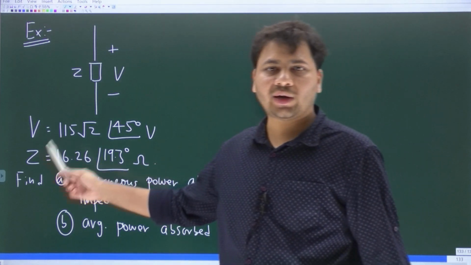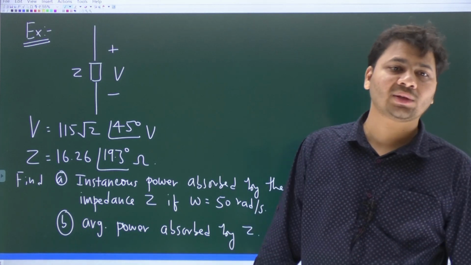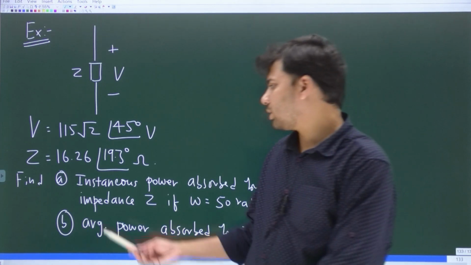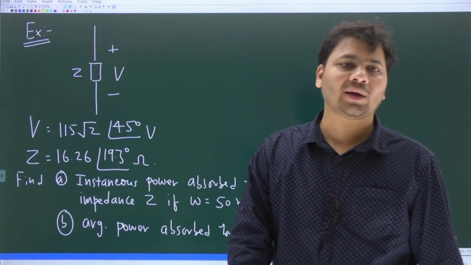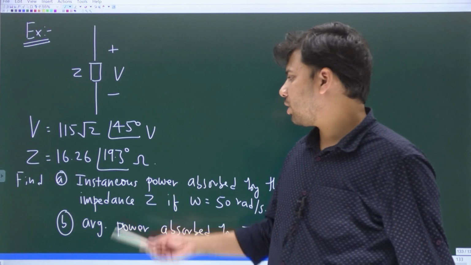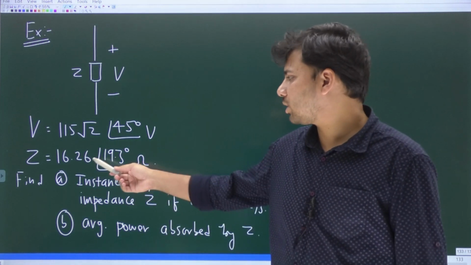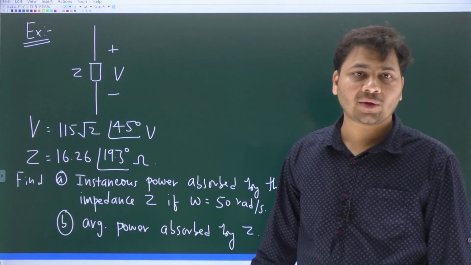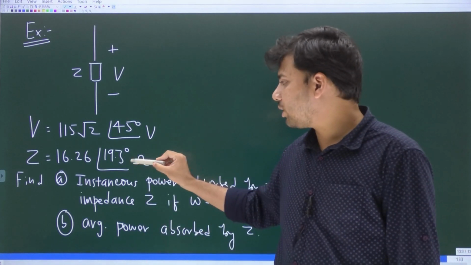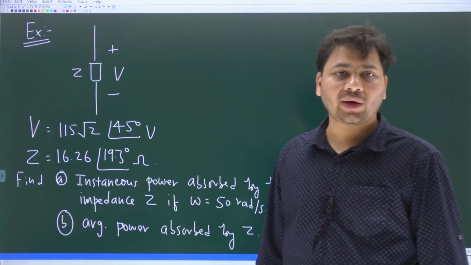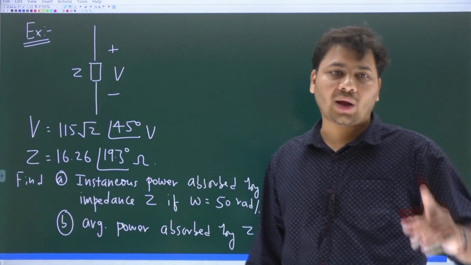See, Z is given in which form? Rectangular or polar form? Rectangular form is R plus jX. But here Z is given in polar form, 16.26 at an angle of 19.3 degrees. How do you get it in rectangular form? By writing it as 16.26 cos 19.3 degrees plus j into 16.26 sine 19.3 degrees.